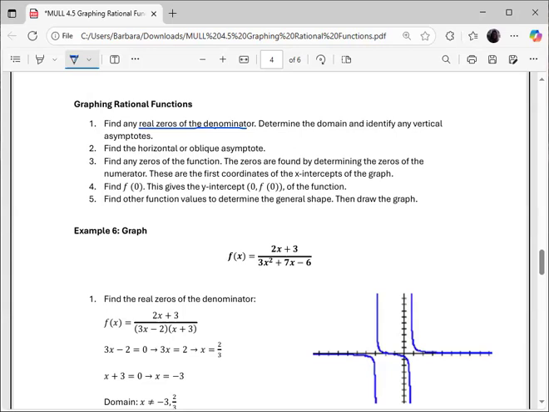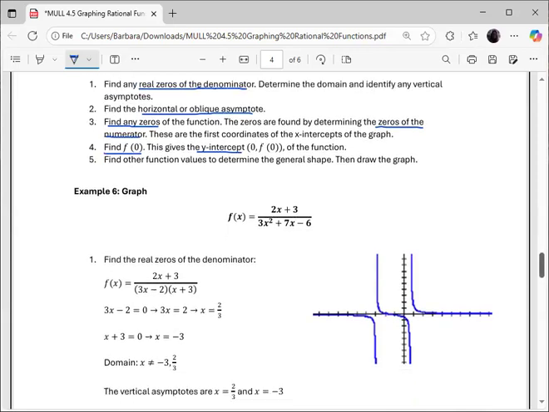The second step is to find the horizontal or oblique asymptote. Third step is to find any zeros, which are the zeros of the numerator. And these will give us the x-coordinates of the graph. And then the next step is to find f of 0. That will be the y-intercept. And then the last step is to find other values, but you can also use a graphing calculator and the table function to find other values.